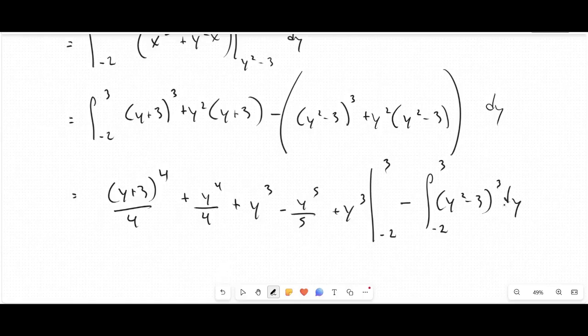Okay, so everything other than this here, you can integrate directly. I've done all that on the side here. This all needs to be evaluated. y squared minus 3 cubed, you can't integrate that without doing a little bit more math.